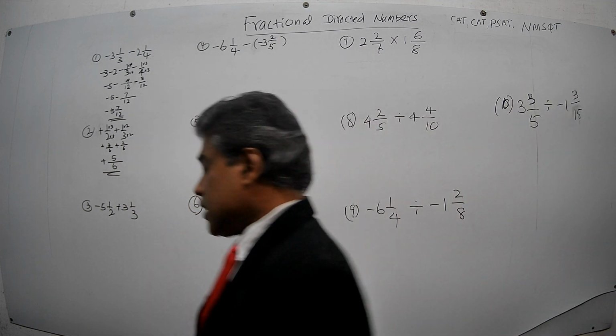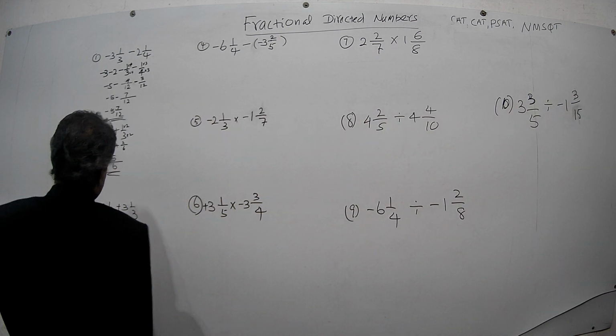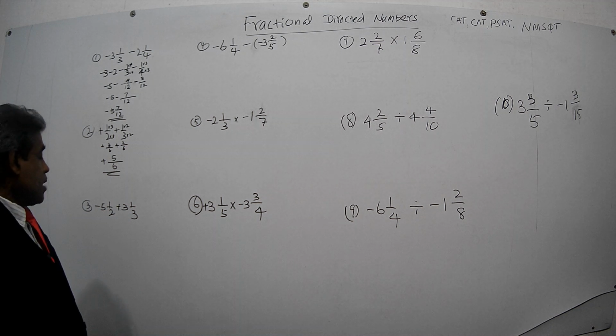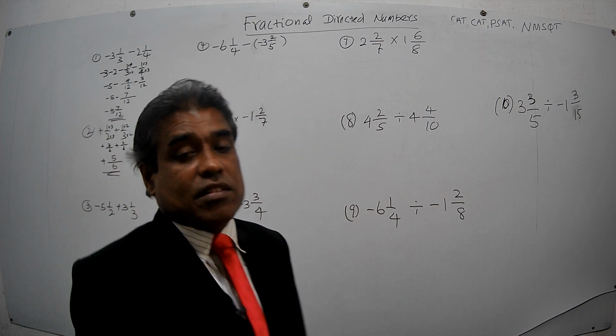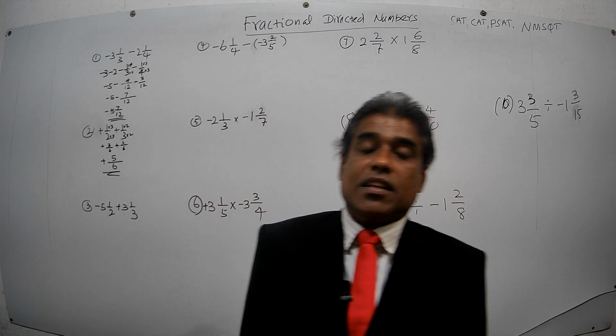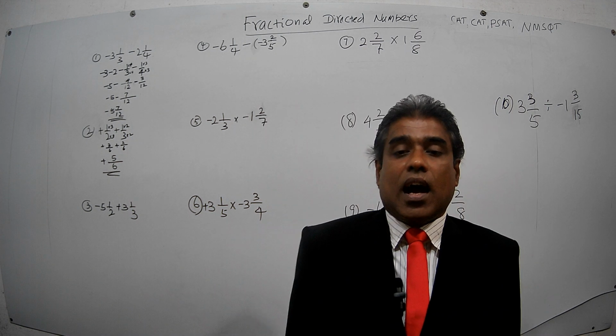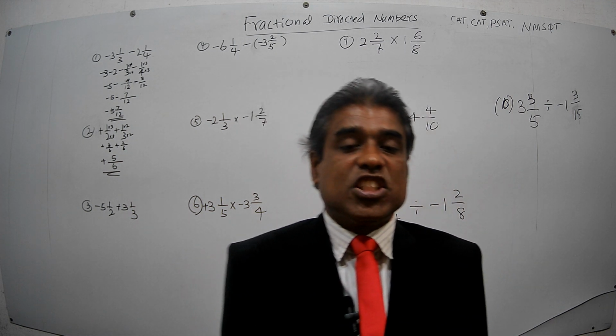Right. We can determine the answer even before the sum is worked out. You can determine the answer by applying the rules that we have learned, that is in the first video of the rules of operation of directed numbers. I have mentioned the link of that in the description of this video.